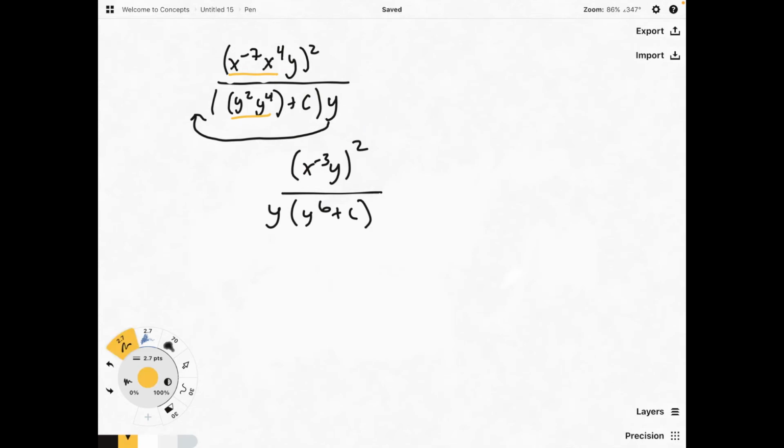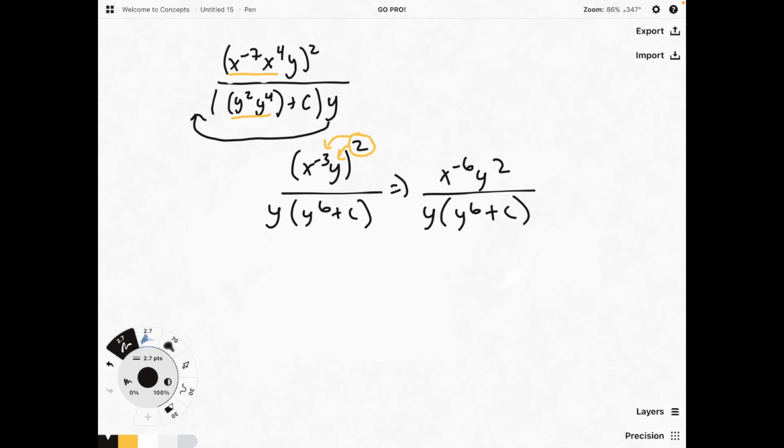Next, we see that we have this quantity raised to the 2 power, and by our law of exponents, we're able to distribute this 2 to each of the values inside. And so how we do that is by multiplication. So this can be rewritten as x to the negative 6, because 2 times negative 3 is negative 6, and then y squared. And then this is divided by y, and we have y to the 6 plus c.